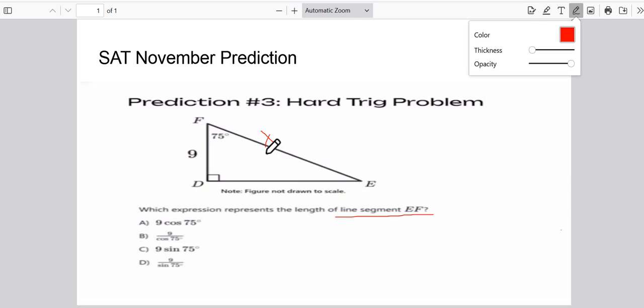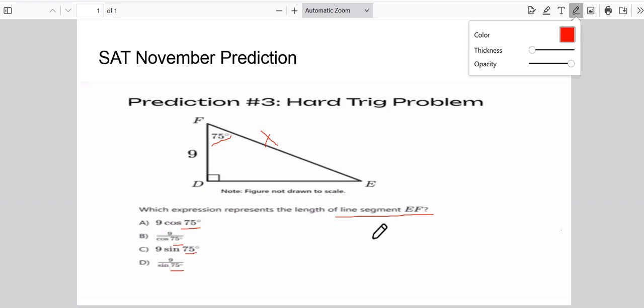Now you can tell from all the answer choices that the reference angle they are using is the 75-degree angle, right? So this means we are working from this angle right here. Yeah, so 75 degrees is our reference angle.